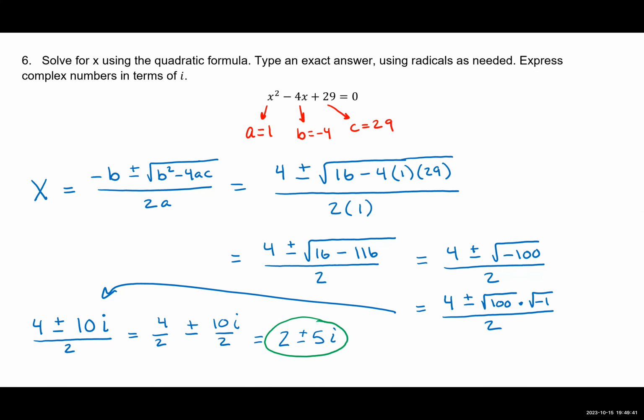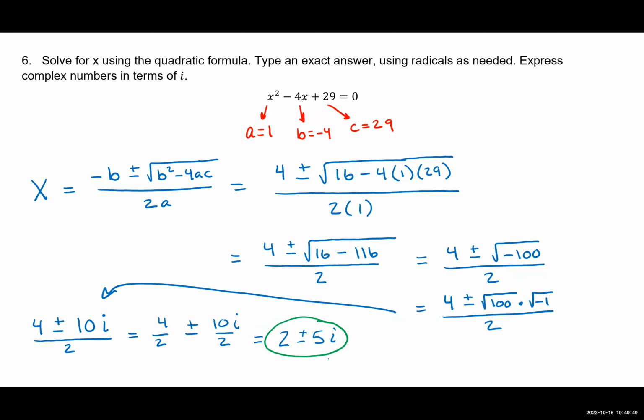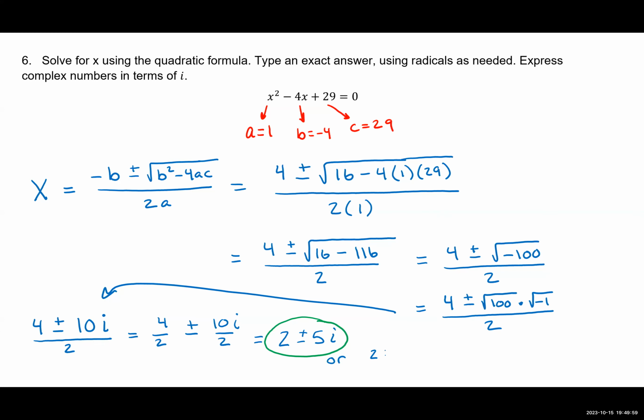So that's one way of writing the answer. That's 2 answers right there. That's 2 complex numbers. So let me just put the word or here, because you could write it one way or the other. You could say 2 plus or minus 5i, or you could write that answer as 2 plus 5i and 2 minus 5i. You can write them separate. Either way, you have 2 answers, 2 complex numbers.